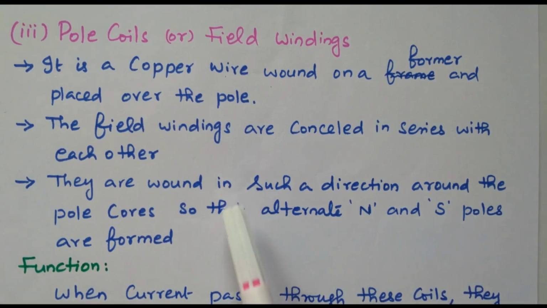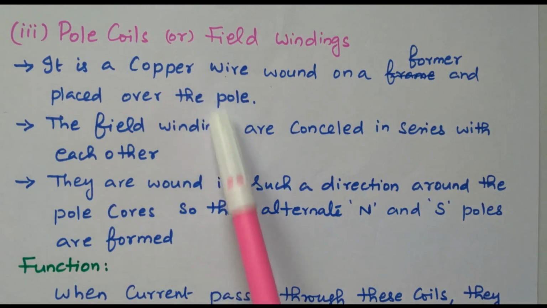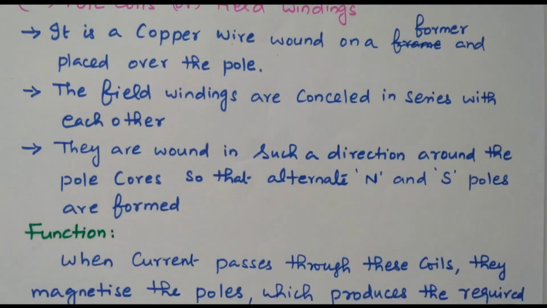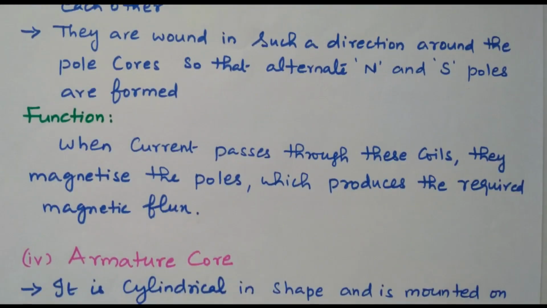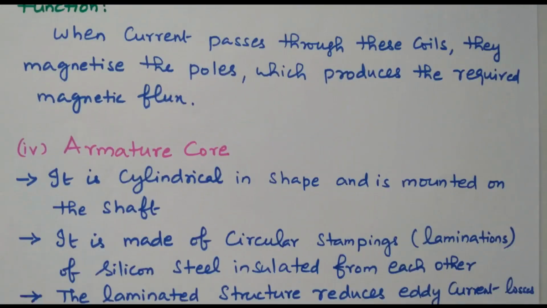So, the pole core and pole shoe we discussed. In the pole core and pole shoe, we are placing the field winding. What is the function of this field winding? When a current passes through this coil, it magnetizes the pole, which produces the required magnetic flux. So, the magnetic flux is produced by the field winding. When the excitation is given, it will produce the magnetic flux, right. Then we will go to the rotating part, the armature core.